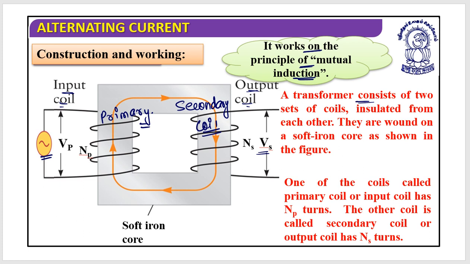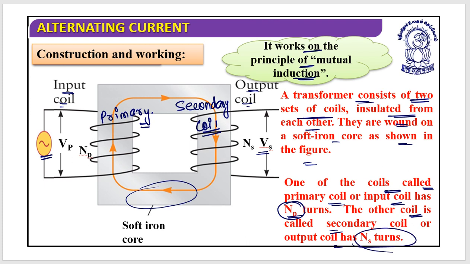So a transformer consists of two sets of coils insulated from each other, and they are mounted on a soft iron core as shown in the figure. This is the soft iron core. One of these coils is called the primary or input coil, and let's suppose it has NP turns, the number of turns in the primary coil. The other coil is called the secondary or output coil, and it has NS turns, the number of turns on the secondary coil.